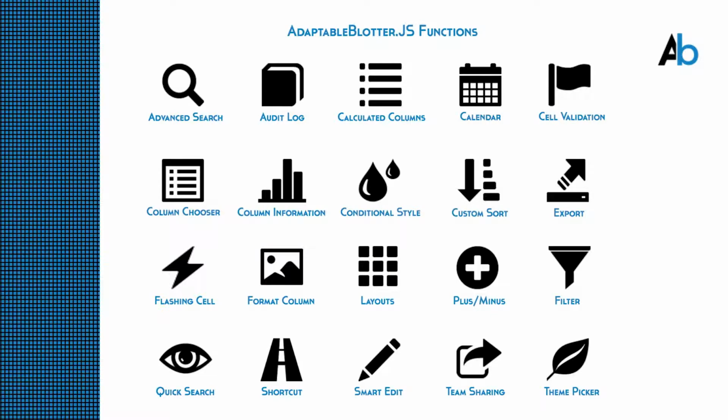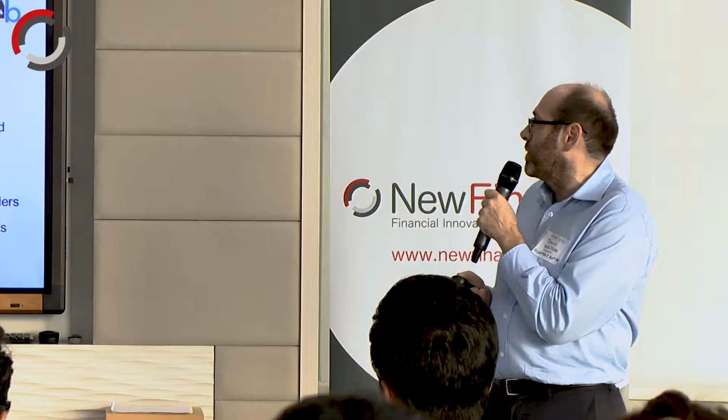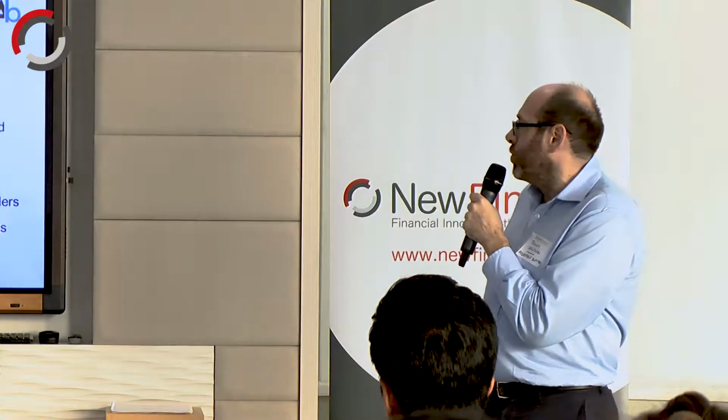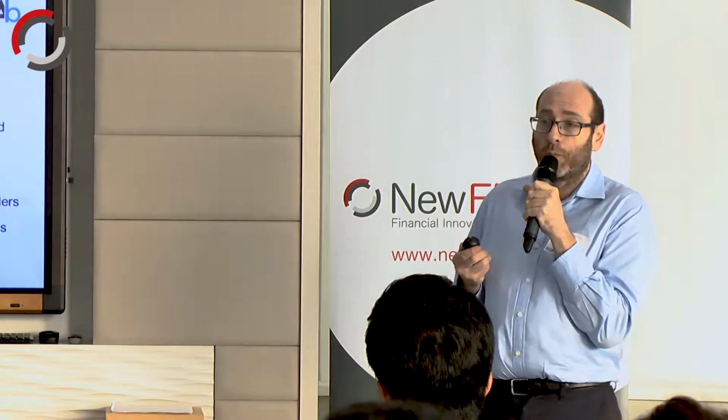And where are we? So the market is huge. Just to give you a sense, we are talking literally about every single financial desktop anywhere in the world, many times over. There's not a single user anywhere in financial services that doesn't have a grid. So far, we've got 15 companies actively using it across all types of the financial sector. But in fact, there's also a huge secondary market. Think about law, retail, pretty much any single person who wants to manipulate, who wants to shape, who wants to filter, who wants to sort their data, can use our product, save money, and become massively more productive and efficient.